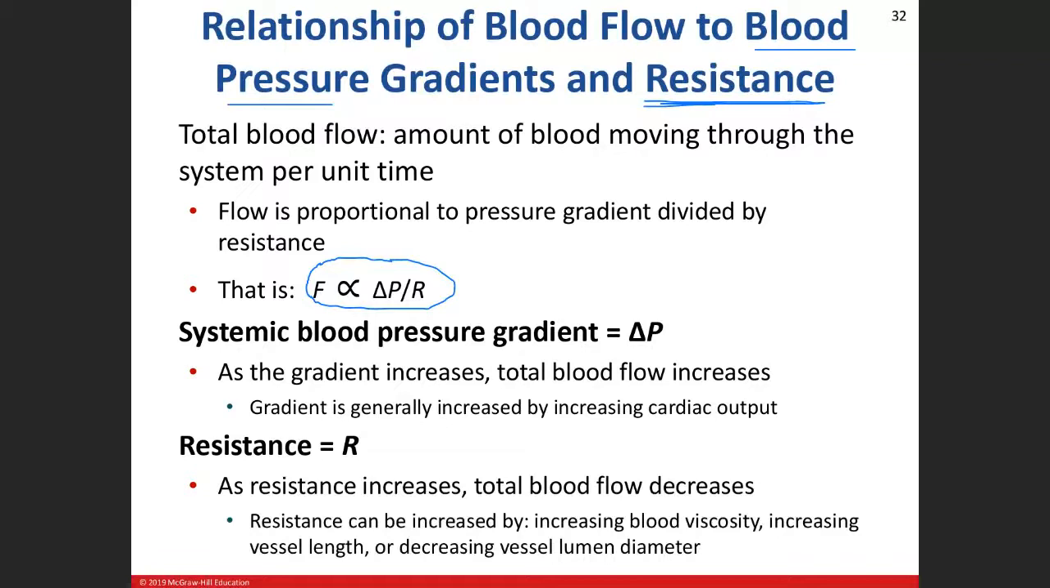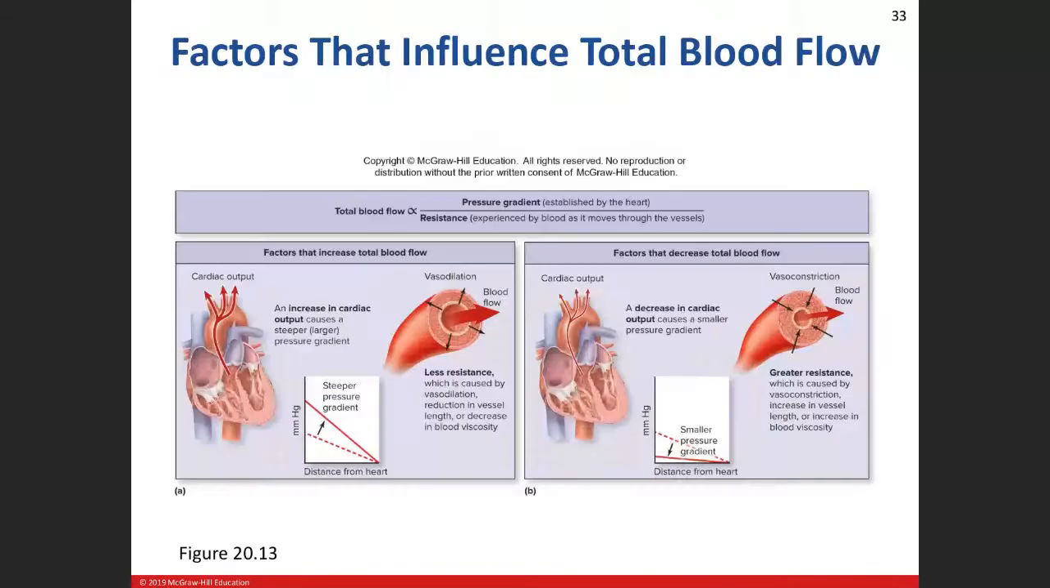Okay? Flow is proportional to delta P over R. Now, what the heck does that mean? Okay? I will show you here. I'll come right back to that slide. What is all that? Right here. Total blood flow, all right, is proportional to the pressure gradient, all right? Remember that pressure gradient? All right, 93 millimeters of mercury right out of the gate.